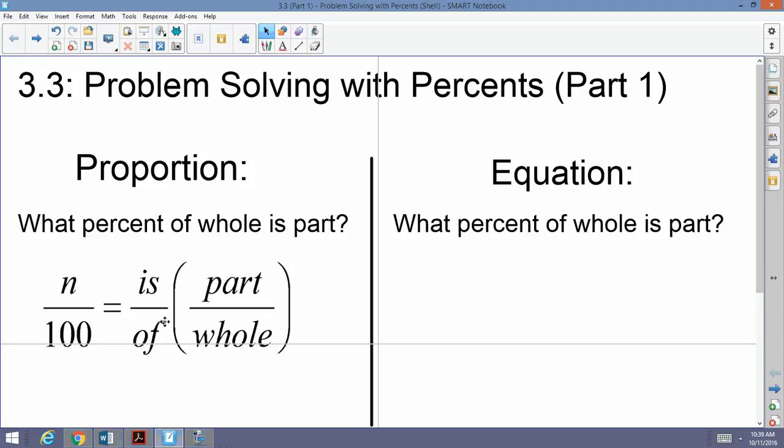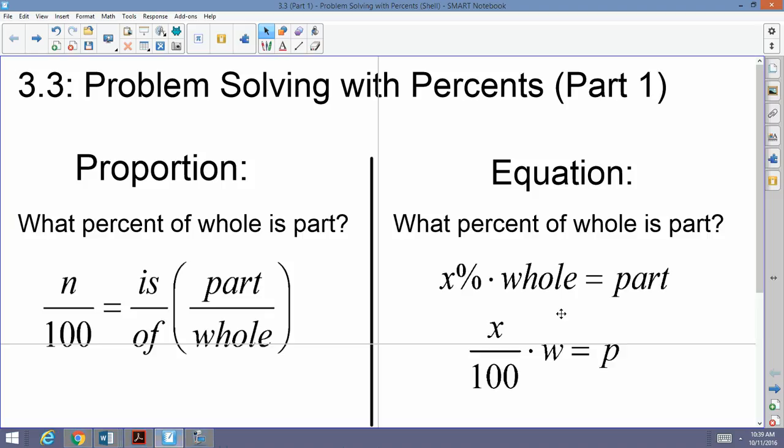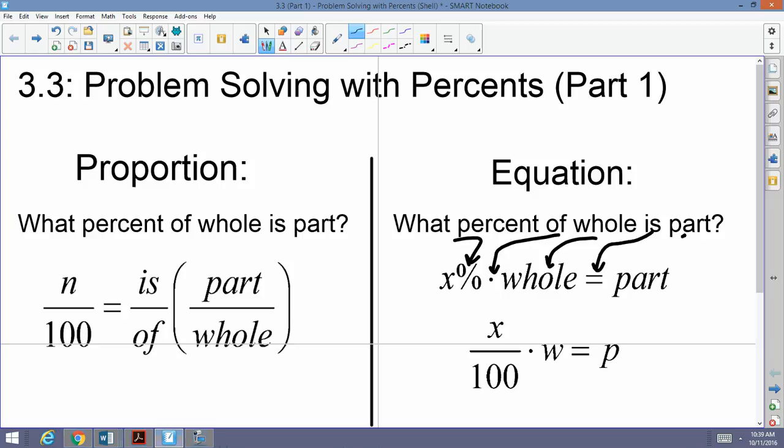As far as in the equation form, not in a proportion form, I look at it like this. What percent? X percent, because I don't know. Of means multiply, whole times the whole. Is means equals. Part is P. So X percent, I could rewrite that as a decimal, or I could put X over 100 times W for the whole equals P for the part. You've got to know how to toggle between both of these because it's going to make you that much more efficient and effective when it comes to working with percents.